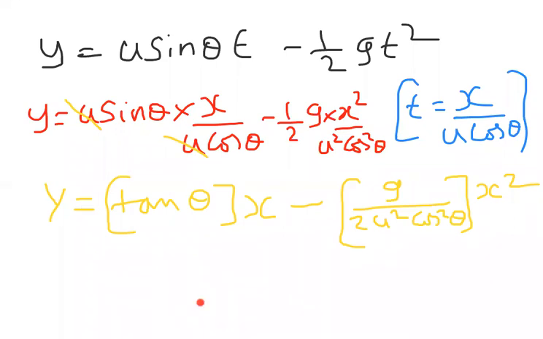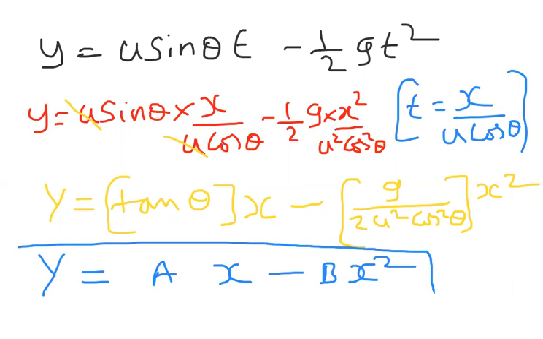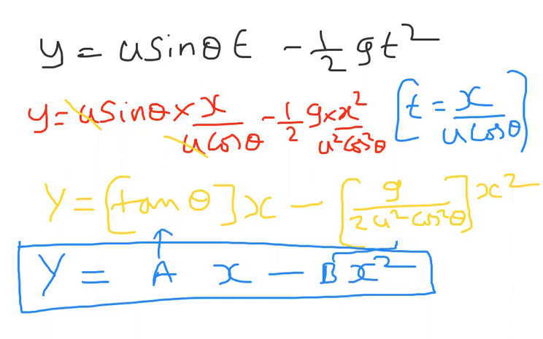So why have you written it this way, sir? Why did you keep x outside? What is the reason? I am comparing this equation with the standard equation of parabola. Now I can notice this as y equal to ax minus bx square form. The above equation can be compared, where a is tan theta and b is g by 2u square cos square theta.